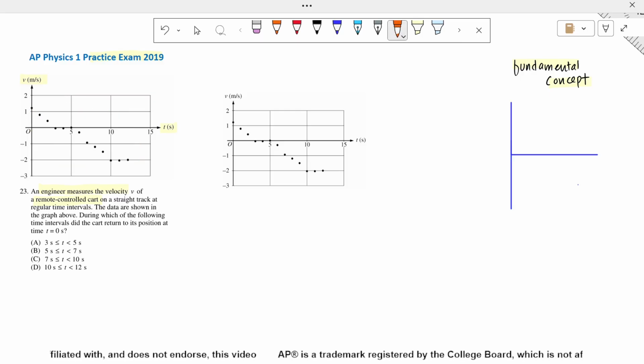So, first of all, I will give you the fundamental concept of at what time, in what range, you can have a total displacement zero. But how do we measure the displacement from the velocity time graph? Let me give you a quick example so you can relate that example with this question.